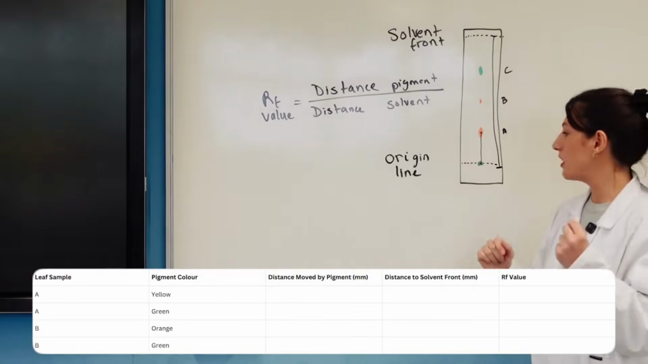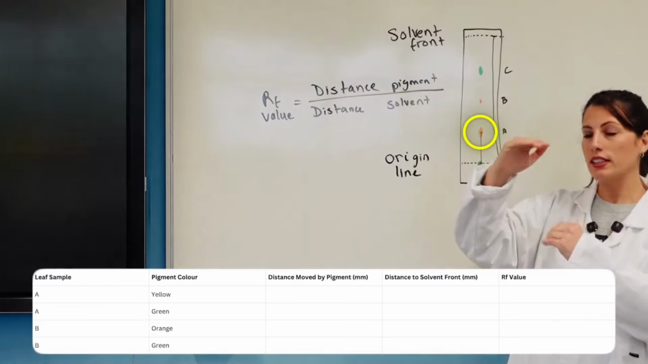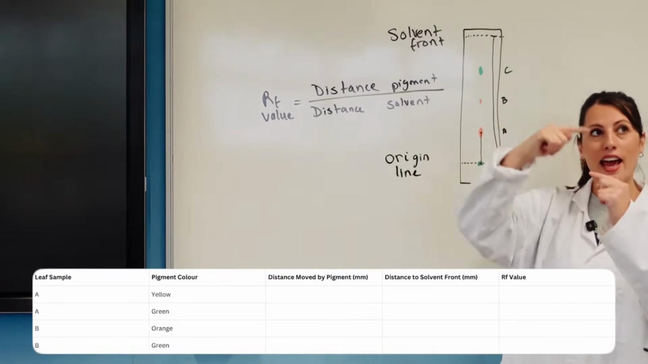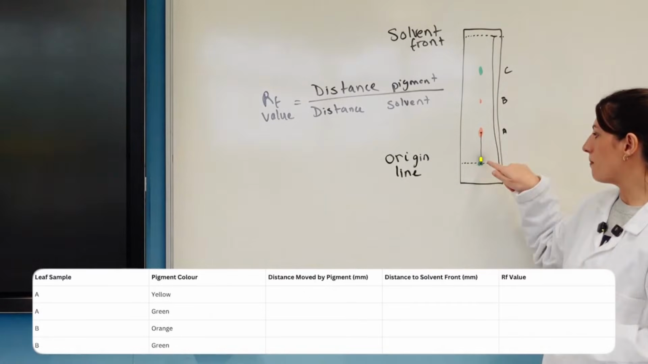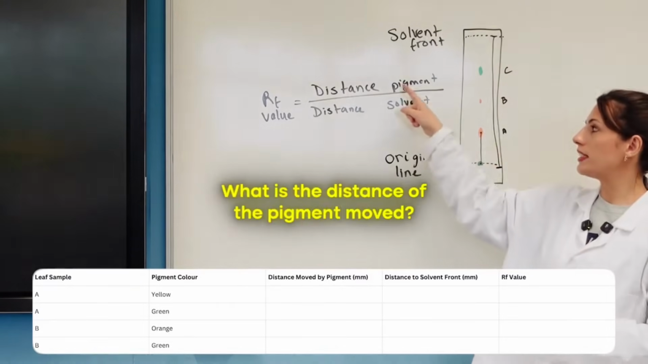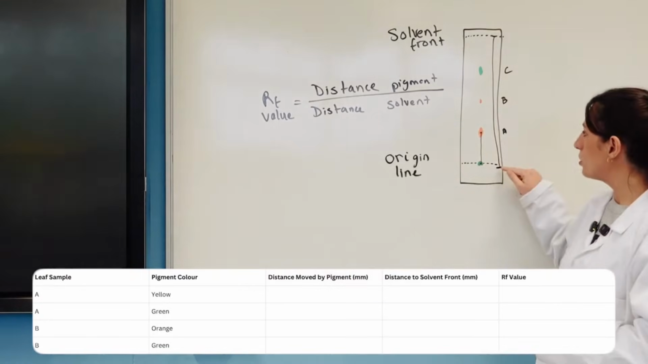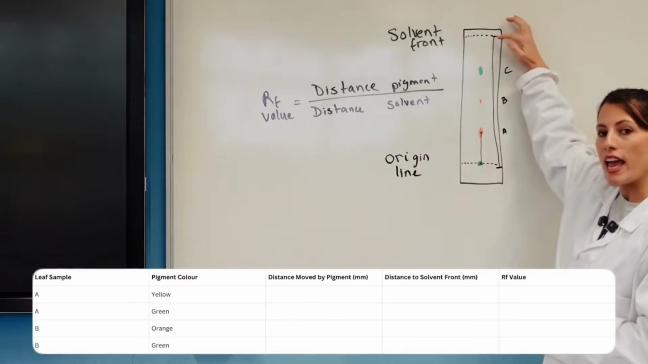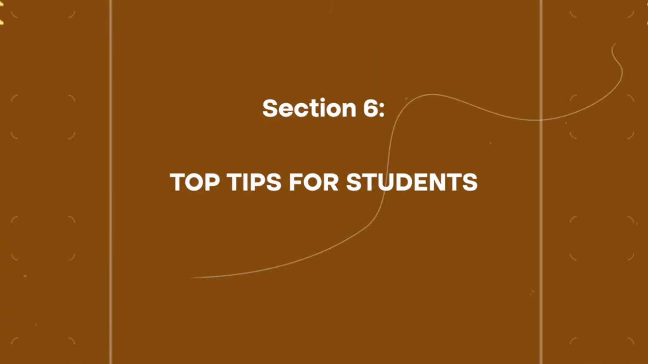So some of the key things to point out to them: if they've got pigment spots that are spread out, they should be measuring from the middle, the centre each time, so that is an average, and also they're standardising how they're measuring it. So they need to record from the pigment point on the origin line to the middle of each pigment, what is the distance that the pigment moved, and it'd be best to do that in millimetres to be more precise. They should also be measuring the solvent front, so that is where the solvent was initially, where the solvent ended, and that is what they're going to be dividing by each time. So those are the key things to make your students aware of.